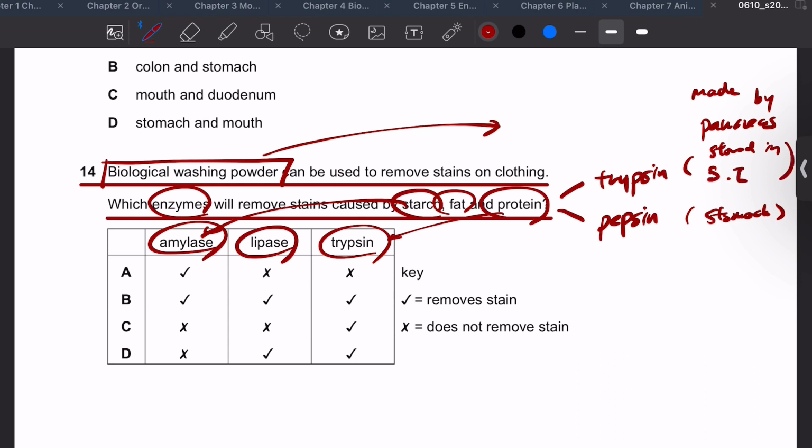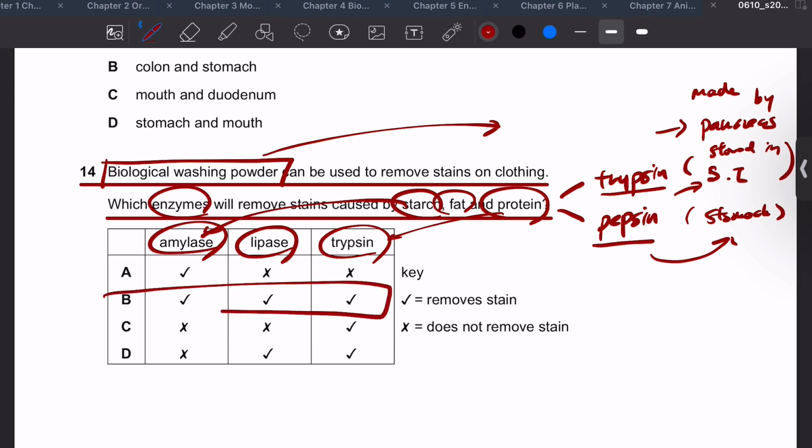Okay. So trypsin is made by the pancreas and then it gets stored in the small intestine. And pepsin is produced in the stomach and also gets stored in the stomach. So anyways, the answer is B for this one.